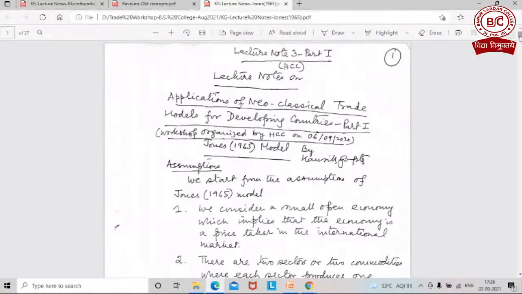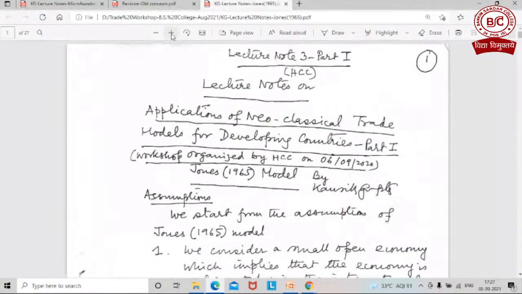This also I delivered for the teachers at Hiralal Chandra College last year. Now I am delivering it for the students. June's 1965 model. Can you see everybody? Yes, sir. Okay. Now I shall start from the assumptions. These assumptions of June's 1965 model are very, very important. Once these assumptions are clear, the whole thing will be clear to you.